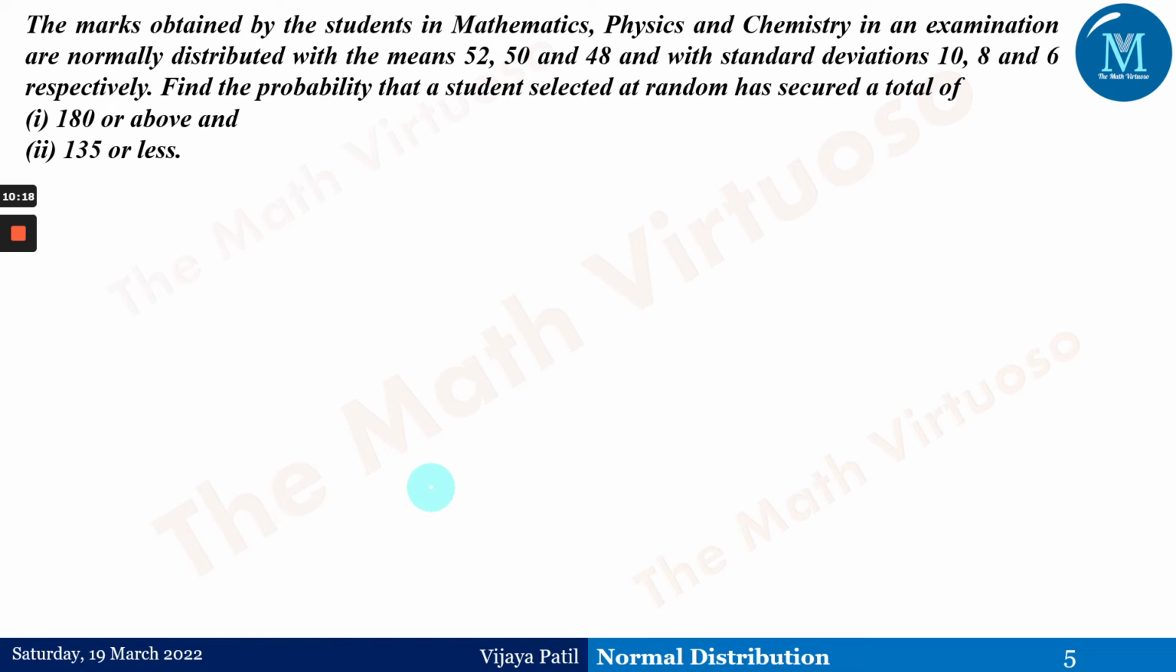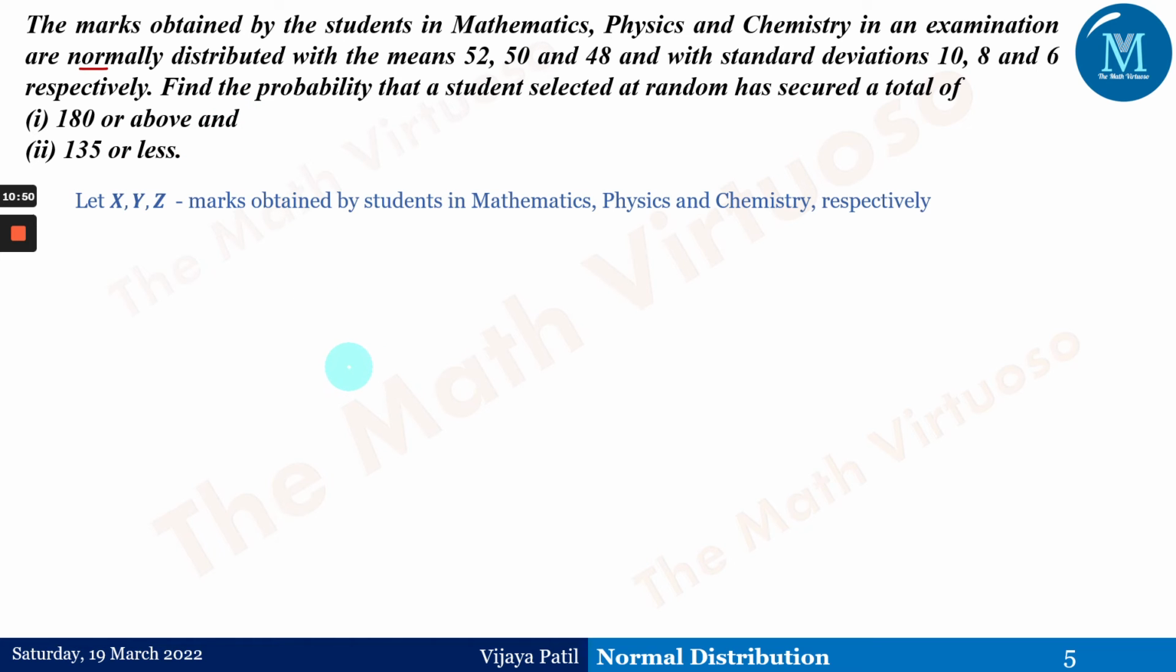The marks obtained by the students in mathematics, physics and chemistry in an examination are normally distributed. Now from here we can understand that we have to follow the normal distribution with means 52, 50 and 48 with standard deviations of 10, 8 and 6 respectively. Find the probability that a student selected at random has secured a total of 180 or above and 135 or less marks in the exams.